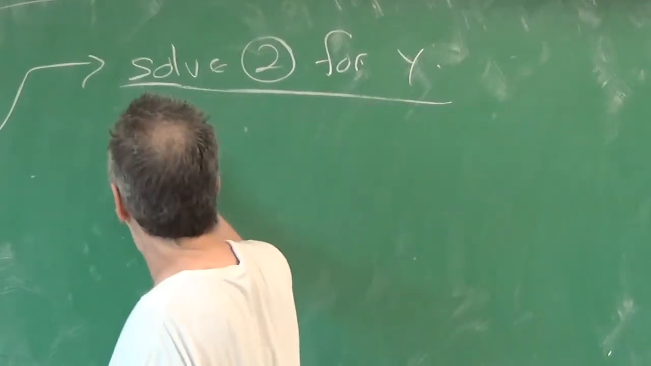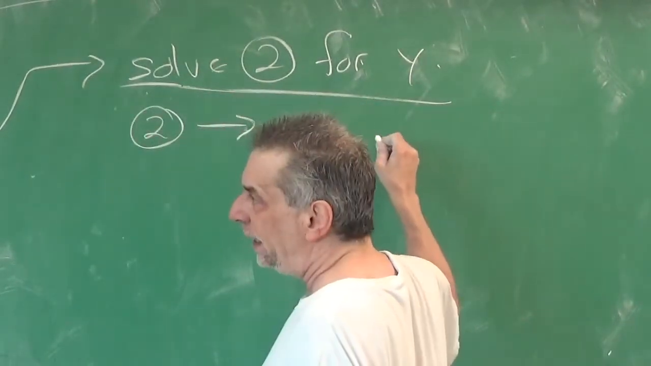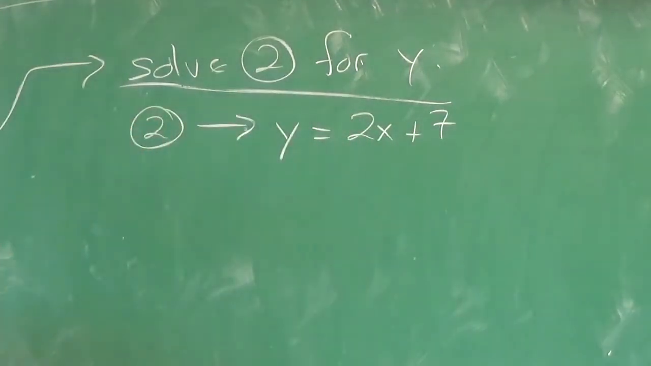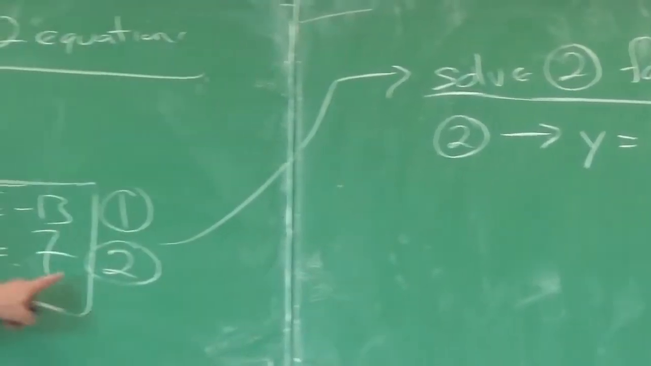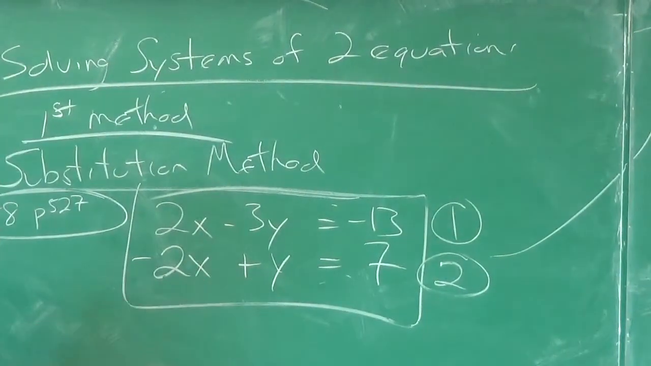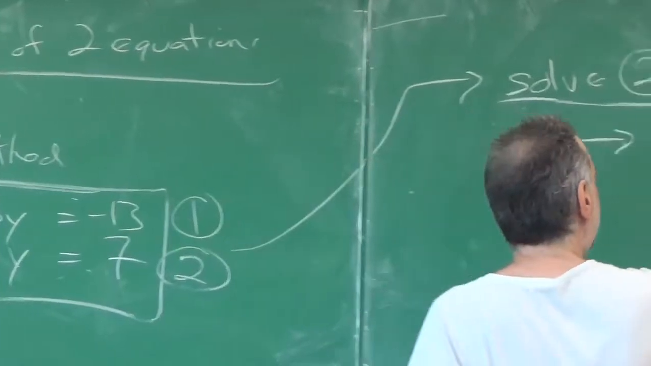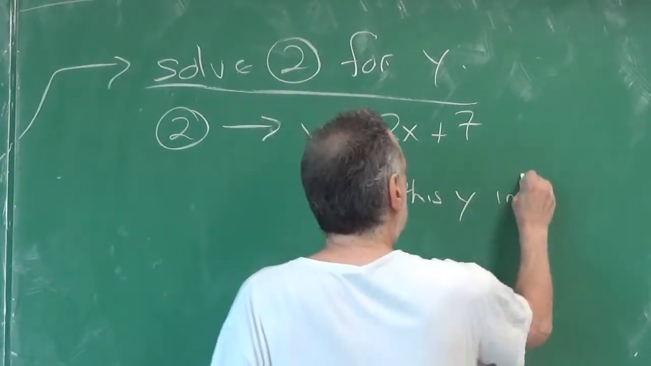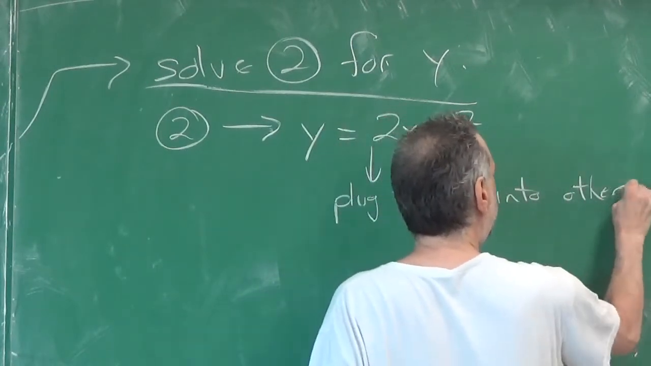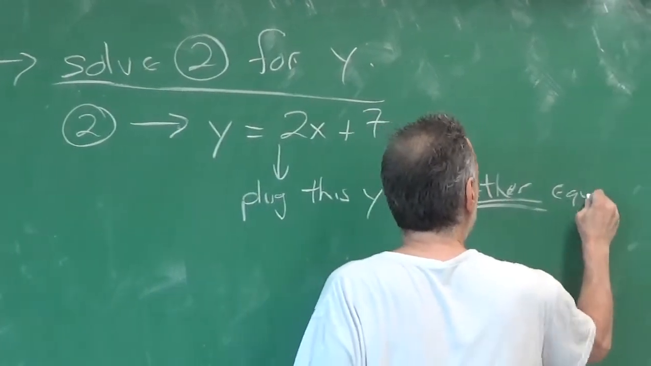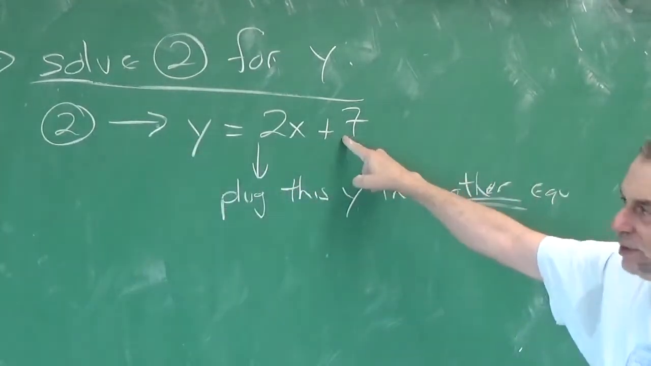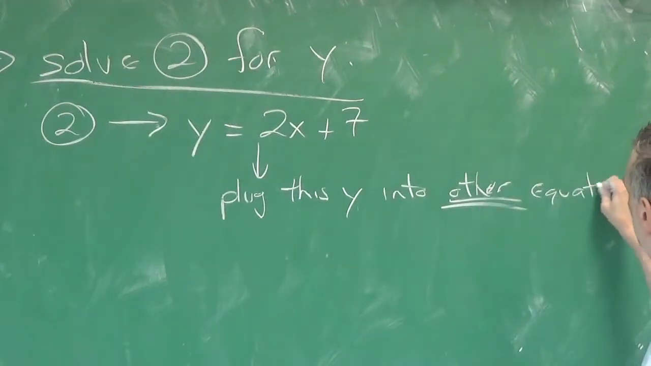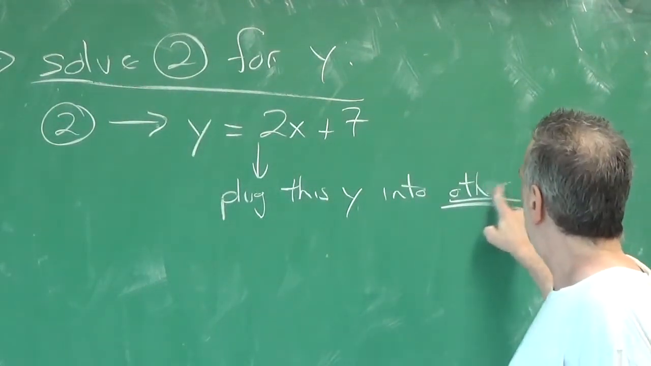So equation 2 now becomes y equals 2x plus 7. All I did was take this equation and add 2x to both sides. Now, plug this y into the other equation. It's very important that you plug it into the other equation. If you used equation 2, you can't put this back into equation 2, it's not going to lead you anywhere. So you have to put it into the other equation, in this case, equation 1.